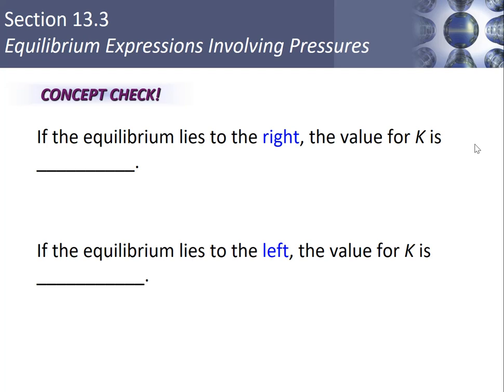Quick concept check. If our equilibrium position lies to the right, what is the value of our K going to look like? Is it going to be larger than 1 or smaller than 1? If the equilibrium lies to the left, what will the value of K look like? Will it be larger than 1, or smaller? Hopefully for the first one, if it lies to the right, it's going to be greater than 1, and if it lies to the left, it'll be less than 1.